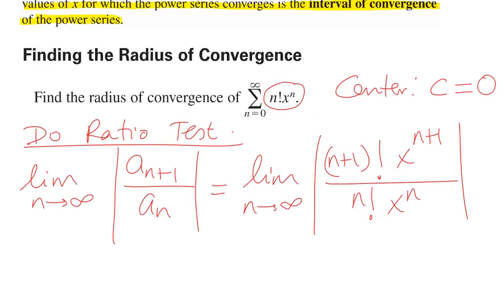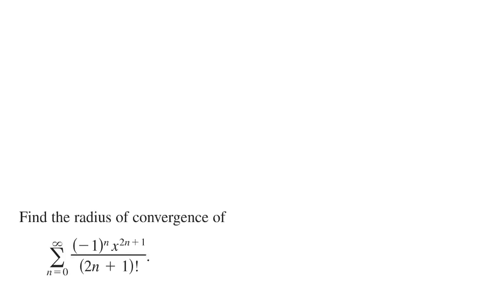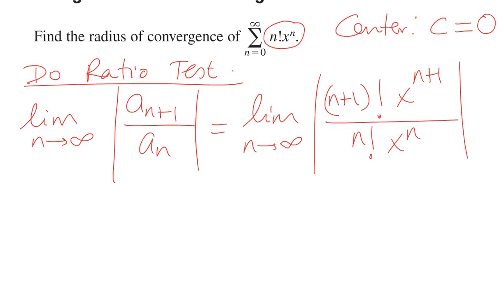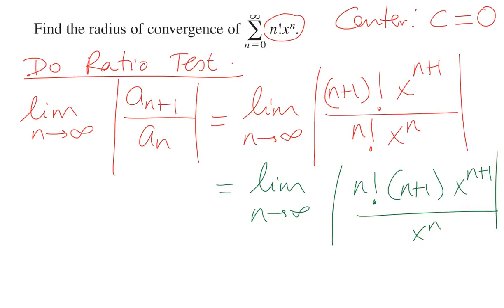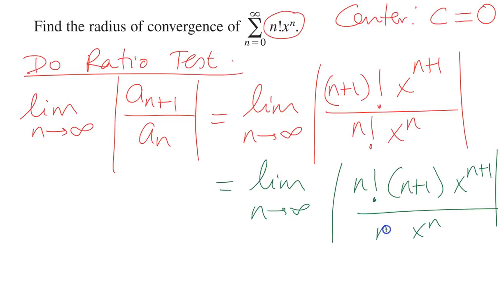Now, before we go any further, guys, what I want you to do is rewrite the larger factorial using the smaller factorial. So n plus 1 factorial is actually n factorial times n plus 1. Copy down the terms containing x. And of course I have n factorial in the denominator. Notice that this n factorial cancels that n factorial.